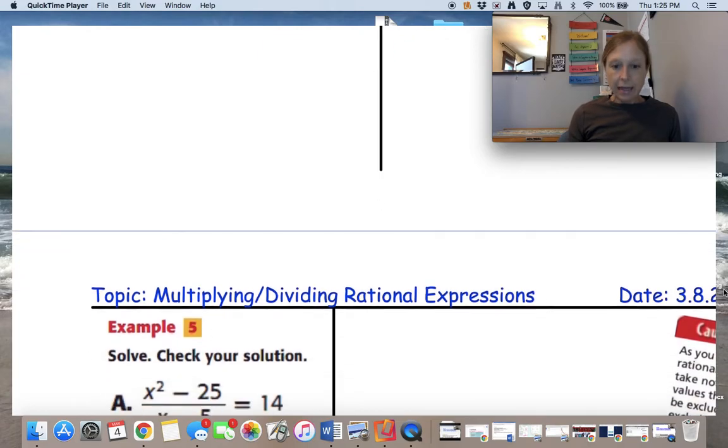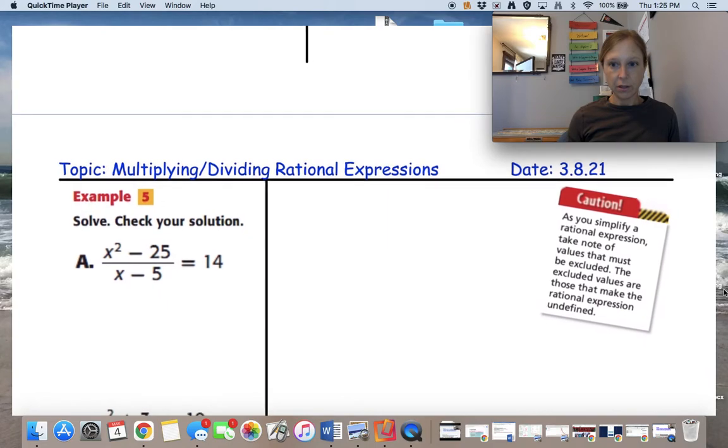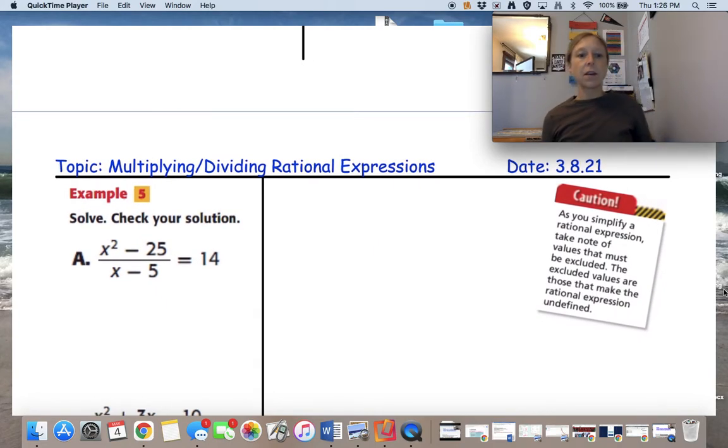All right, last topic of the day, or of the week, I should say, is solving equations that involve these rational expressions. So we're going to go through these same steps. We are going to factor what we can, cancel what we can, and it'll make the solving very simple after that. So before we get started, let's look at this caution tag.